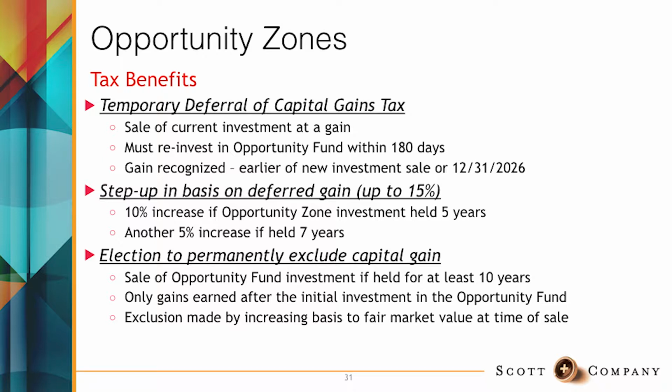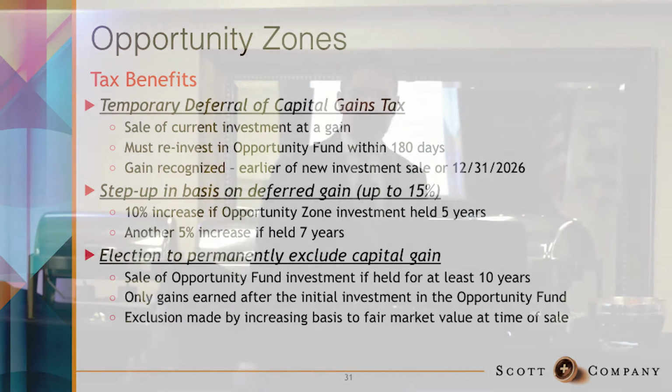The third tax advantage is that any appreciation you get on that new investment after the initial investment, so let's say you roll $1 million into it, you hold it for the 5, you hold it for the 7, and at the end of 10 years, if you hold that new property for at least 10 years, let's say it's appreciated up to $2 million of value, you can sell that new investment and exclude the gain entirely. It's an election you can make, and it's completely tax-free.